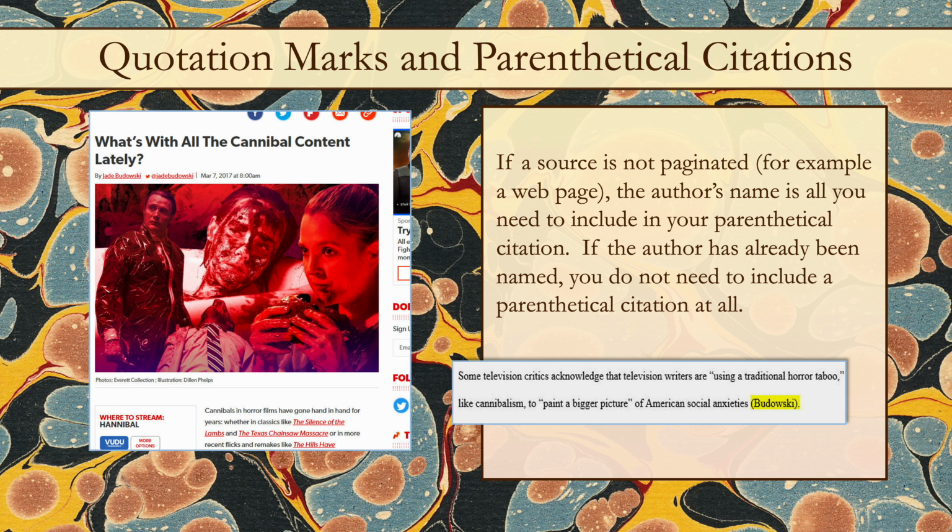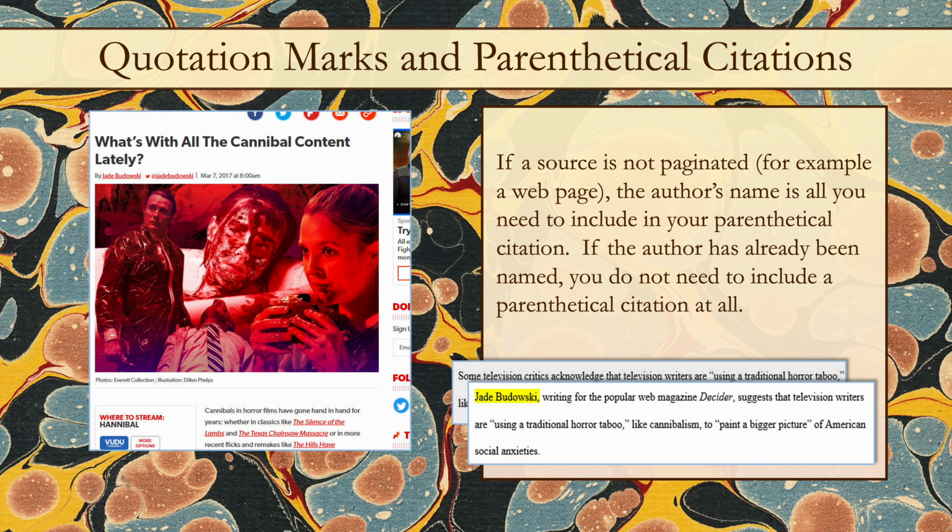So here are a couple of examples where I write, some television critics acknowledge that television writers are using a traditional horror taboo like cannibalism to paint a bigger picture of American social anxieties. I did not identify the author, so I went ahead and put the author's name in my parenthetical citation, but it's a website, so there's no page number. But in this example, I identify my secondary source right at the beginning, so I don't have any parenthetical citation at the end.